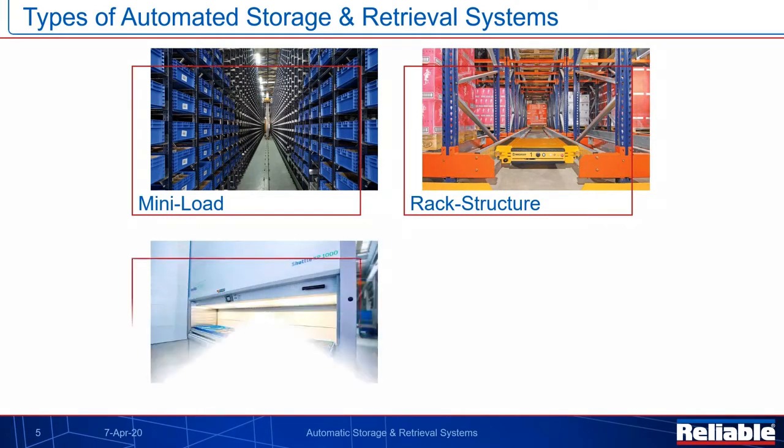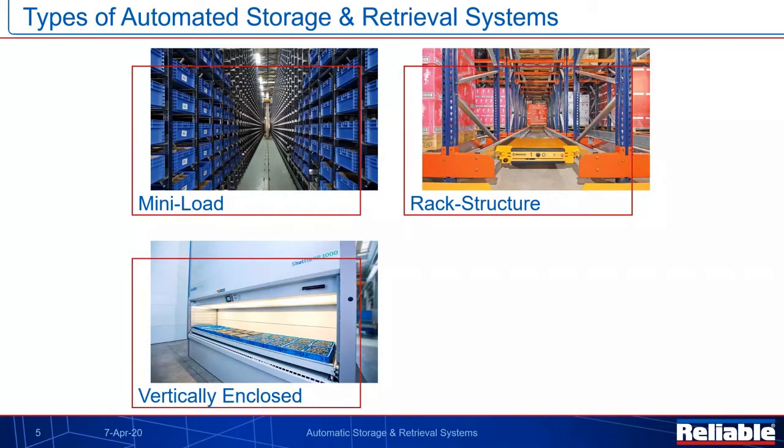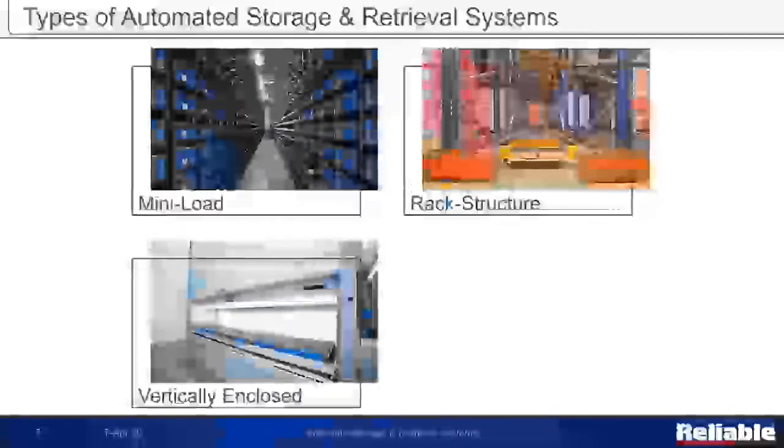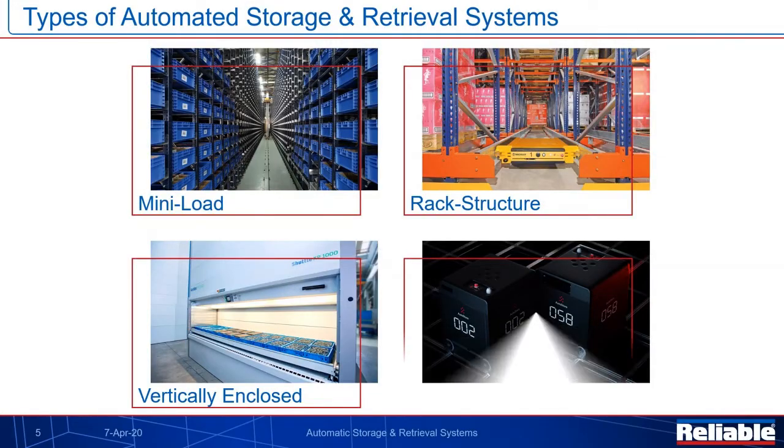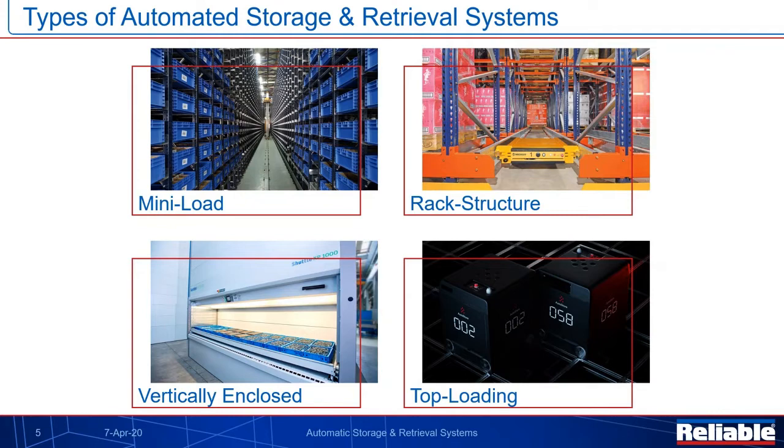We could also be dealing with a whole vertically enclosed unit, something that is standalone inside of a building that has different parts and commodities stored on trays inside of the unit, and at a beck and call, it's able to bring that product down to ground level and have an operator be able to pull that stuff. And one of the most unique things that you're probably going to learn about today is top loading storage, where we vertically store items and we use robots to retrieve them.